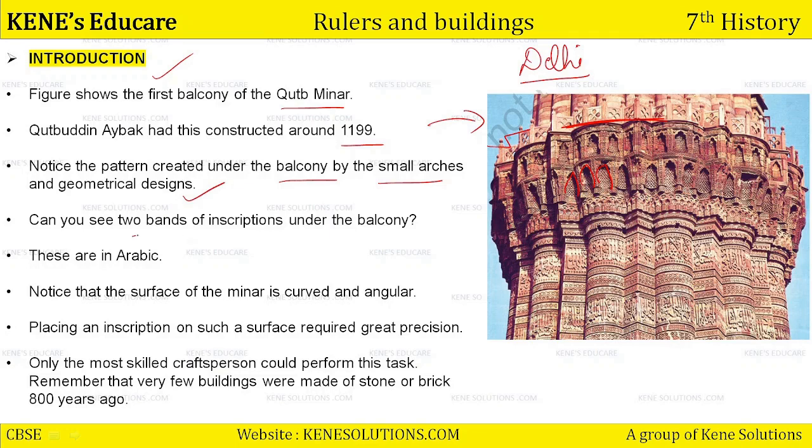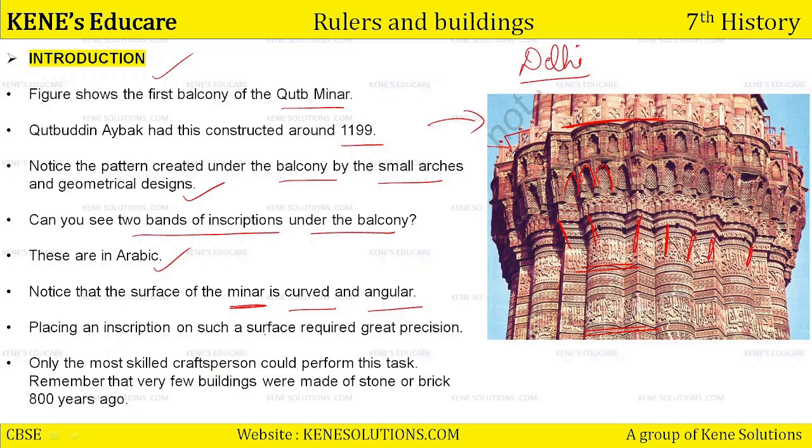Can you see two bands of inscriptions under the balcony? एक ये band है inscription का, एक ये band है inscription का. These inscriptions are in Arabic. Notice that the surface of the minar is curved and angular. पहली बात तो curved है और हर जगह angle created है. All the angles are there. इसे 3D effect देने की कोशिश की गई है इस building में, right?